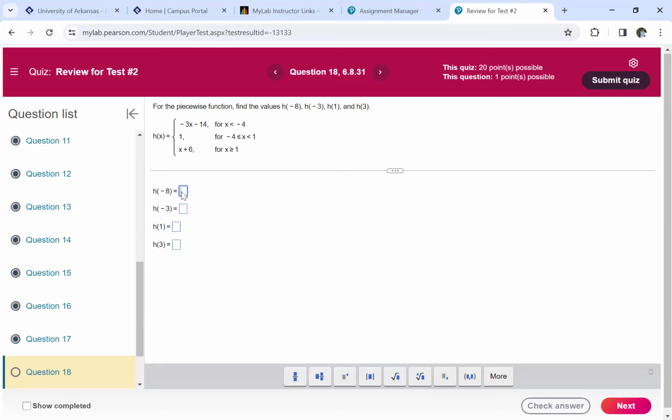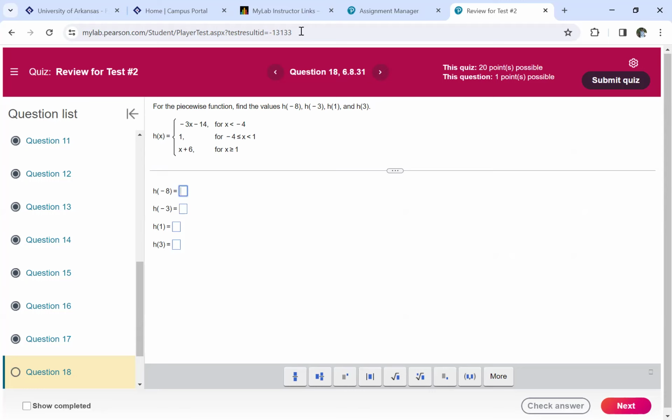All right, so I'm going to write these intervals down. So it's -3x minus 14 if the x is less than -4. It equals 1 if -4 is less than or equal to x, but less than 1. And then we use x plus 6 for any x's greater than or equal to 1. So y'all, which equation would we use? And then we got to plug that number into that equation, okay?